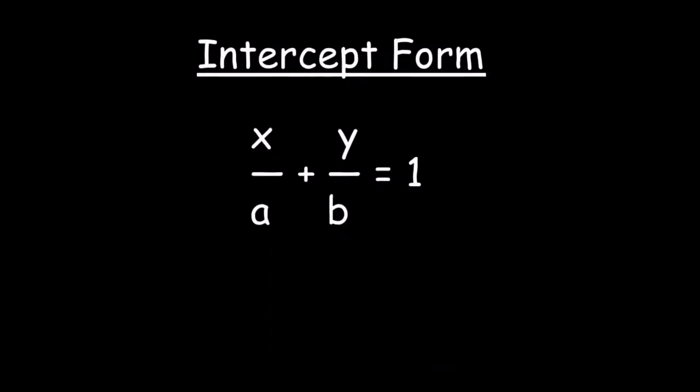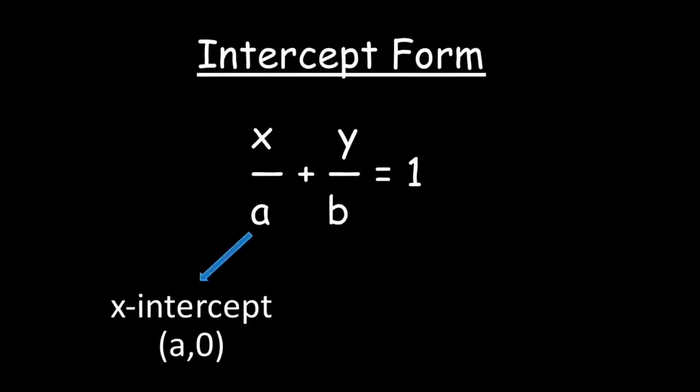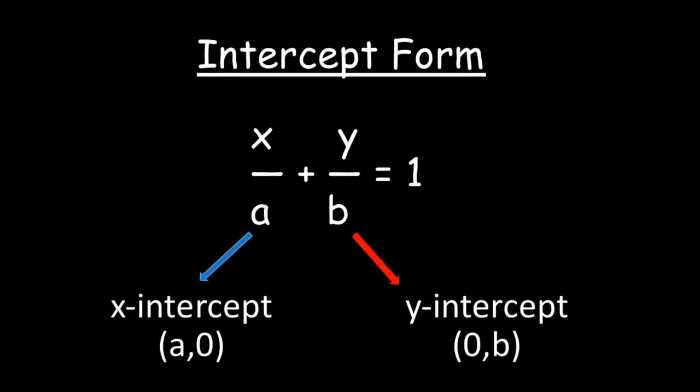Our next form will be intercept form. The intercept form of a linear equation is x over a plus y over b equals 1, where the x-intercept is (a, 0) while the y-intercept would be (0, b). Let us proceed with the example. We have x over 3 plus y over 2 equals 1.